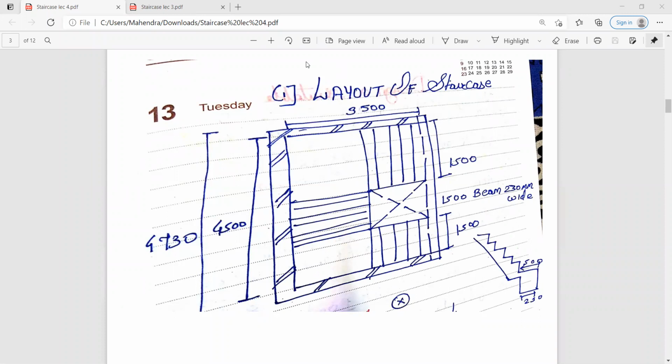Yes, understood this layout of the staircase. Should I proceed with the designing part? Any queries up till here? Okay.